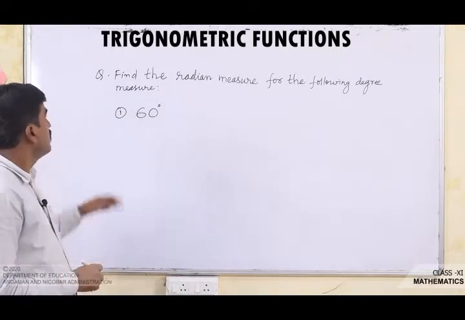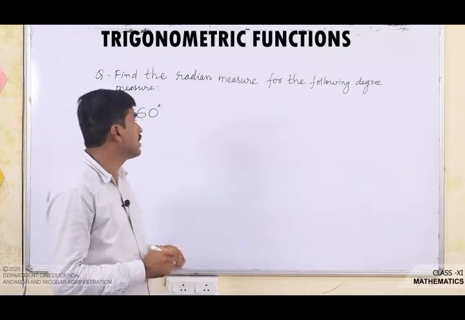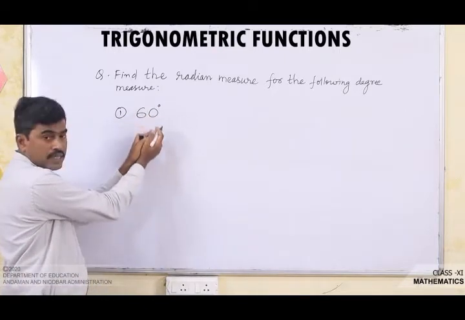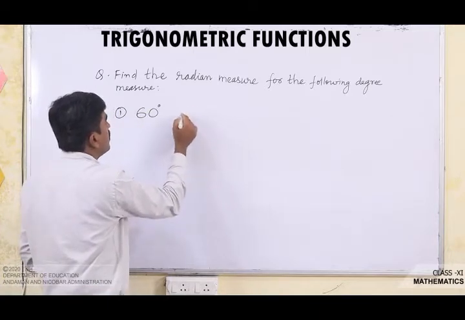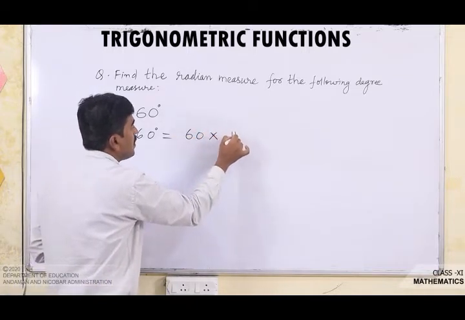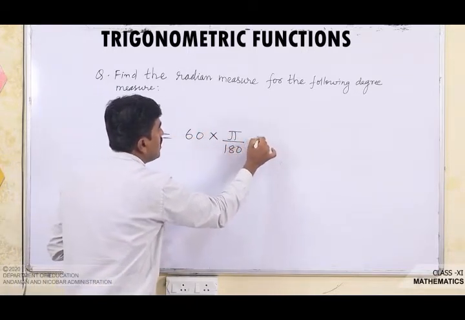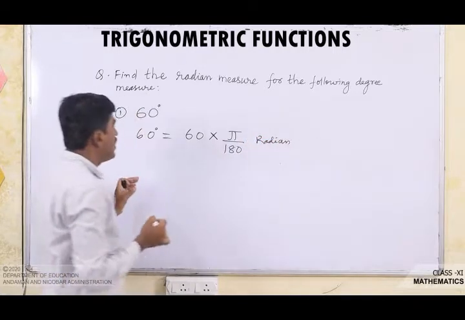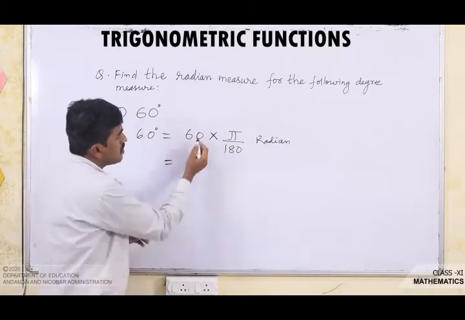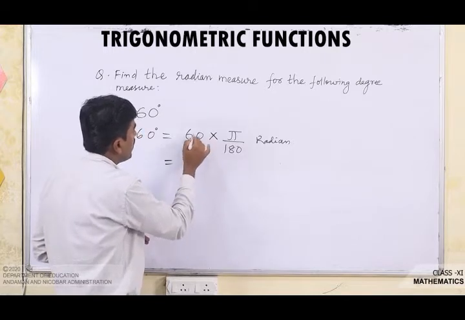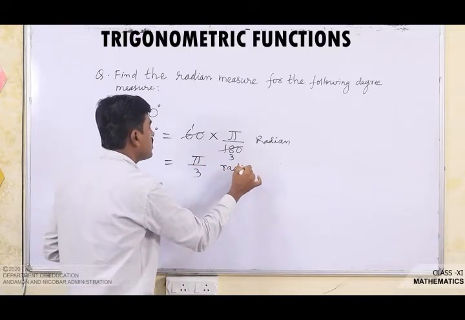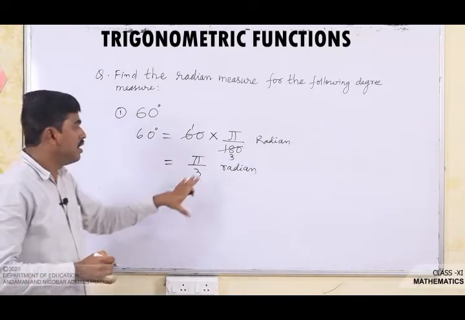Now let us see the question. Find the radian measure for the following degree measures. The first one is 60 degree. It is given in degree, and now we have to convert it into radian measure. So 60 degree is equal to 60 into pi by 180 radian. That is, we have to multiply 60 by pi by 180. Just cancel it out. 6 ones are 6, 6 threes are 18, so it will be pi by 3. So 60 degree is equal to pi by 3 radian.